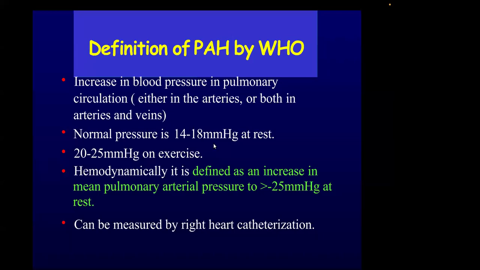14 to 18 mm of Hg at rest, 20 to 25 mm of Hg on exercise. Hemodynamically, it is defined as an increase in mean pulmonary arterial pressure more than 25 mm of Hg at rest, which can be measured by right heart catheterization.